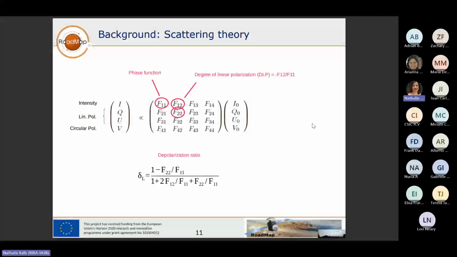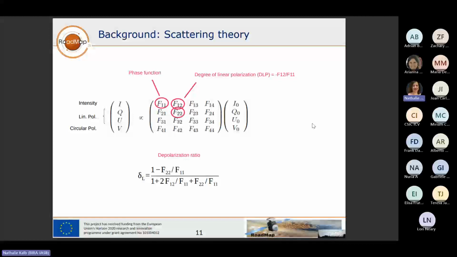Okay, so now let's look a bit closer at the scattering matrix. Here we have again the Stokes parameters. I is the intensity of the light, then Q and U describe the linear polarization of the light, and then we have the circular polarization, which is V. And this is the observed light, and this is the incident light. And then we have the scattering matrix.